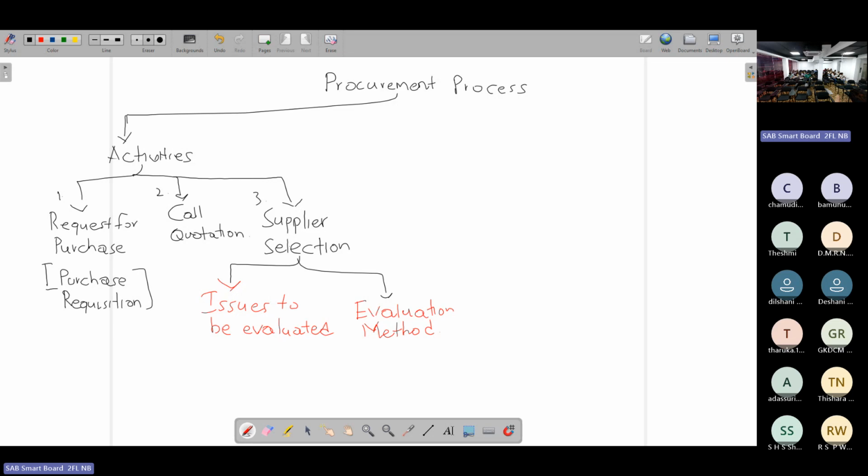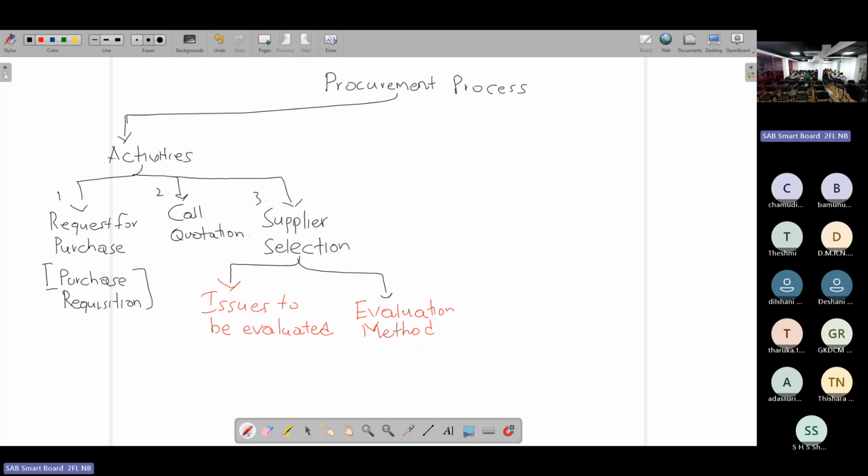What is the evaluation method you should adapt to evaluate the first issue, which is whether the supplier can deliver the required quantity or not? What is the first evaluation method? You can visit the supplier's place, then see whether he is capable to deliver the goods. Second one. What is the second one? Quality.